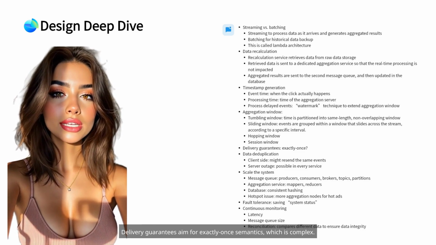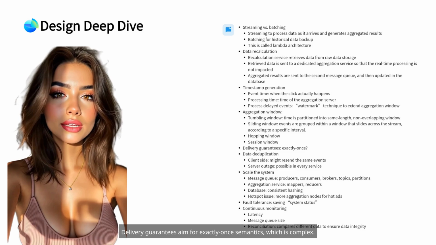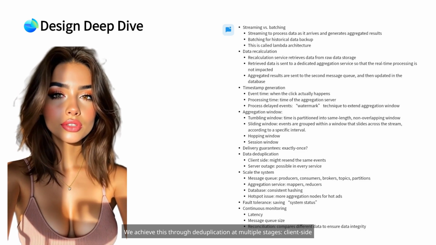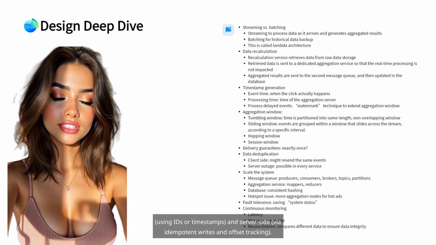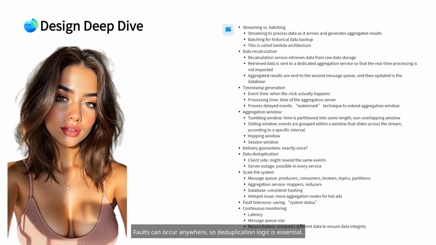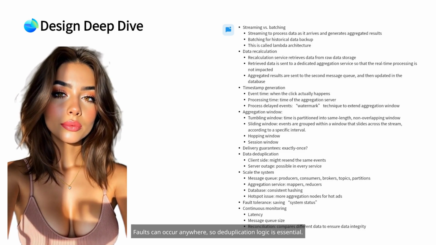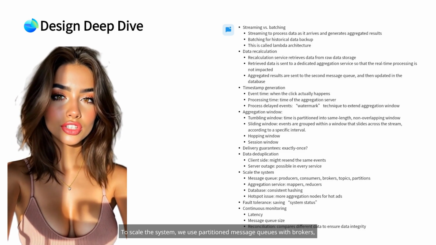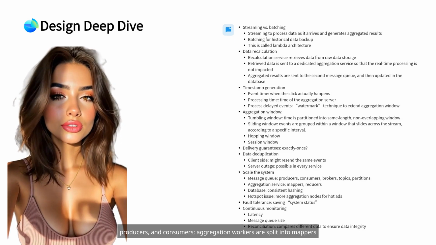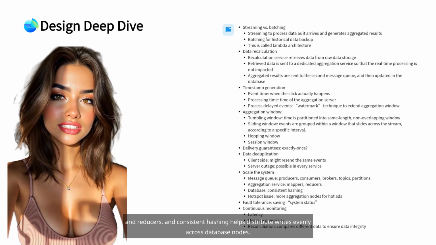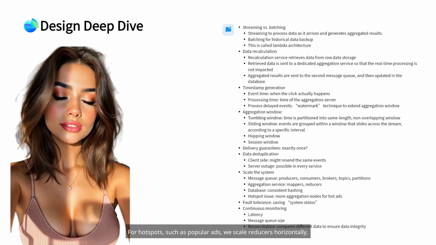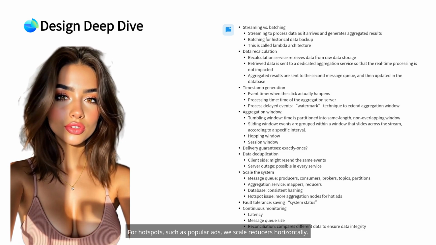Delivery guarantees aim for exactly once semantics, which is complex. We achieve this through deduplication at multiple stages: client-side, using IDs or timestamps, and server-side, via idempotent writes and offset tracking. Faults can occur anywhere, so deduplication logic is essential. To scale the system, we use partitioned message queues with brokers, producers, and consumers. Aggregation workers are split into mappers and reducers, and consistent hashing helps distribute writes evenly across database nodes. For hotspots, such as popular ads, we scale reducers horizontally.